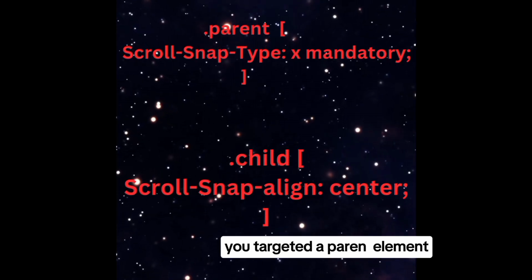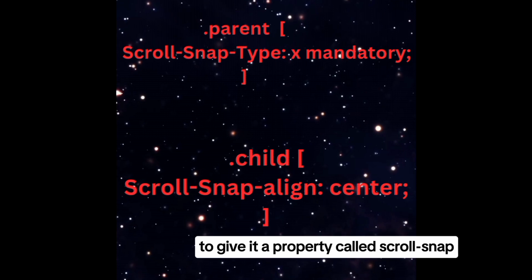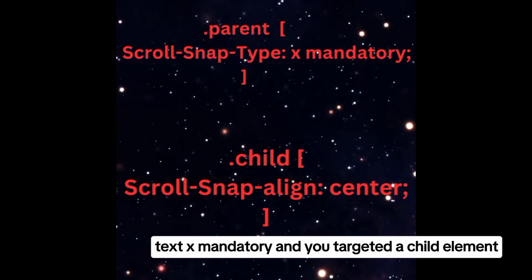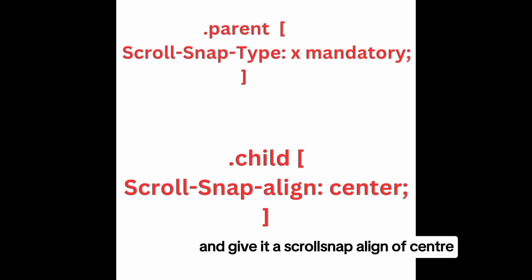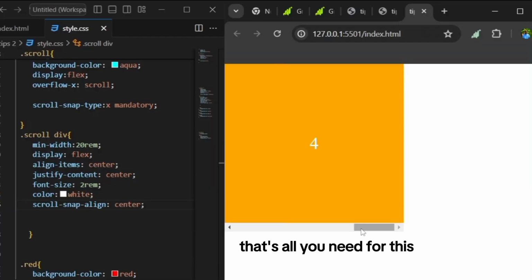You target the parent element and give it a property called scroll-snap-type of x mandatory, and you target the child element and give it a scroll-snap-align of center. That's all you need for this kind of problem.